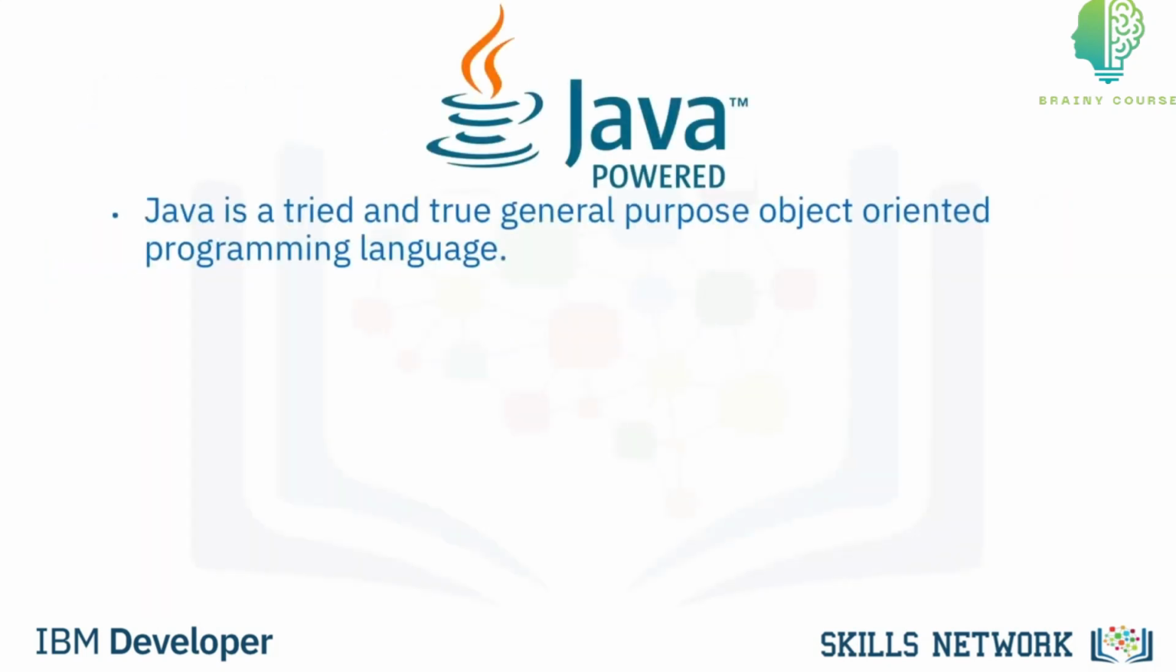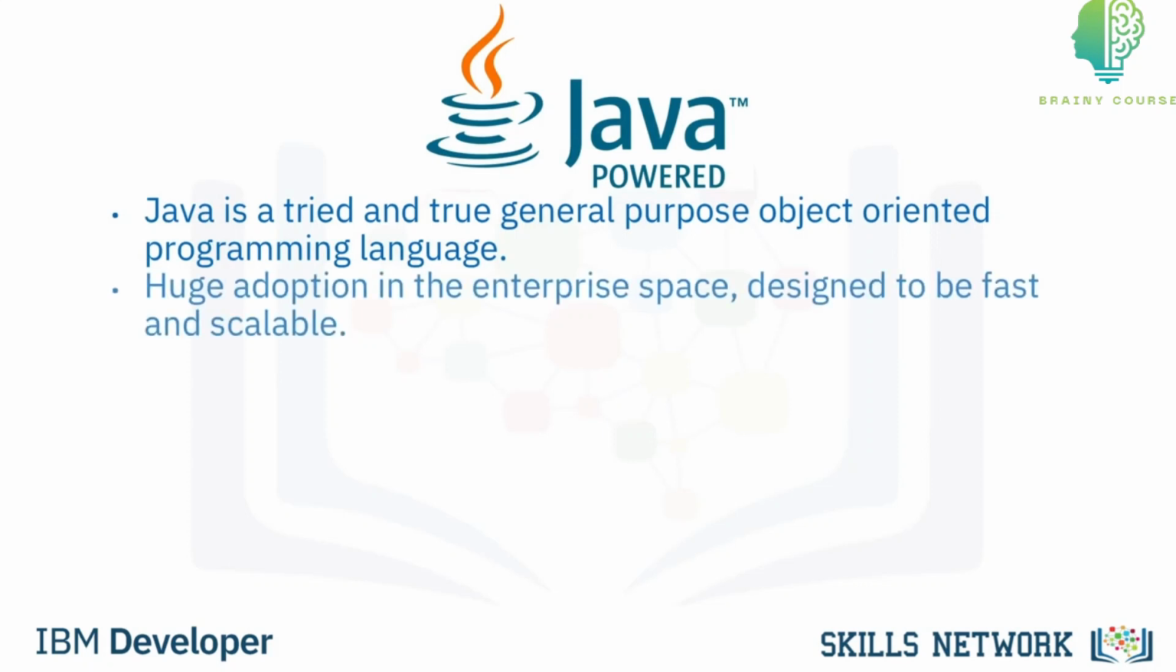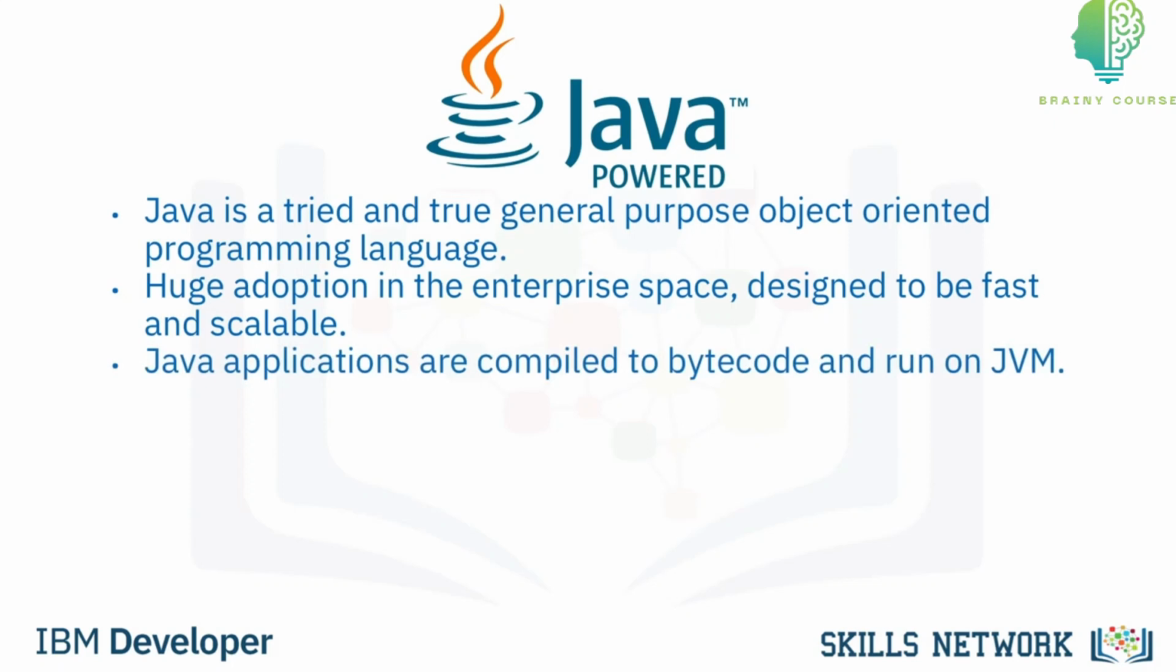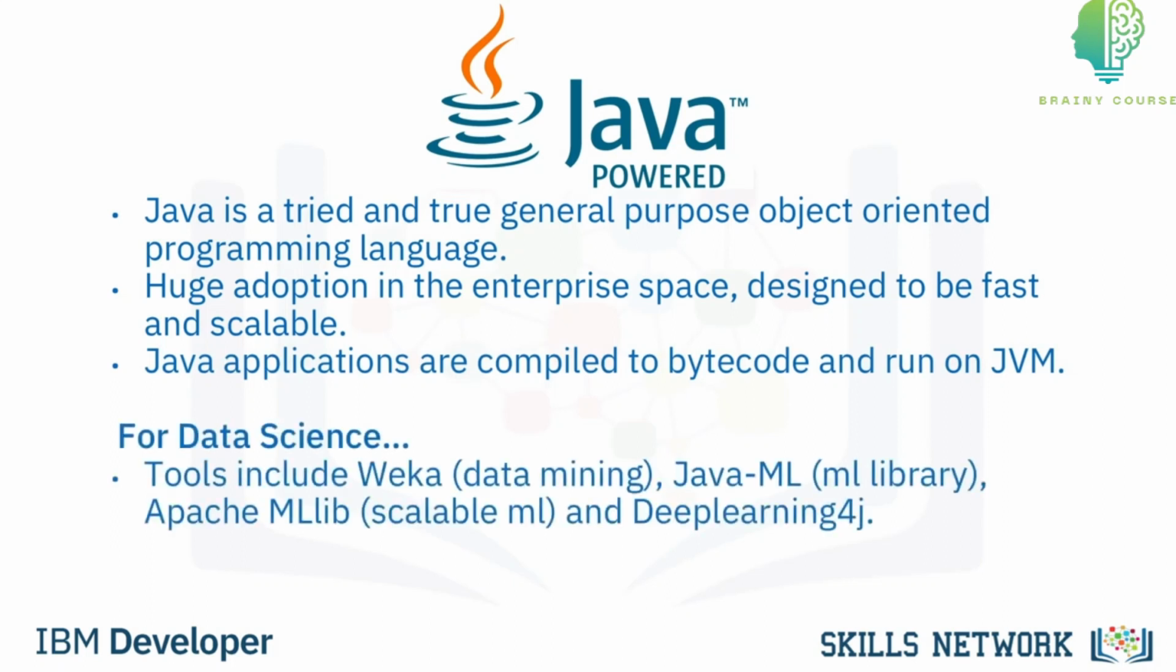Java is a tried-and-true general-purpose, object-oriented programming language. It's been widely adopted in the enterprise space and is designed to be fast and scalable. Java applications are compiled to bytecode and run on the Java Virtual Machine, or JVM. Some notable data science tools built with Java include Weka for data mining, Java-ML, which is a machine learning library, Apache MLlib, which makes machine learning scalable, and Deeplearning4j for deep learning.